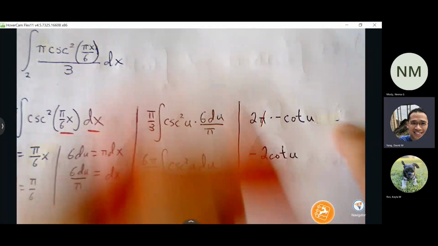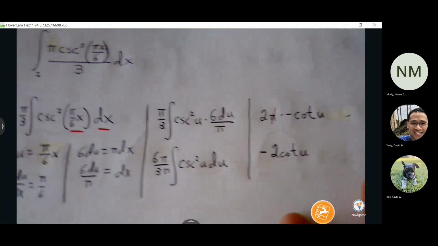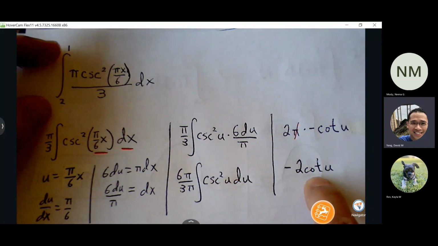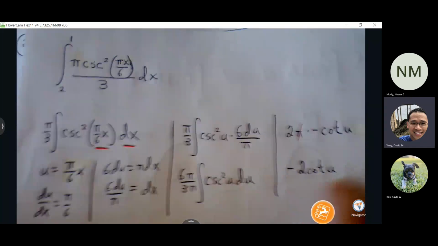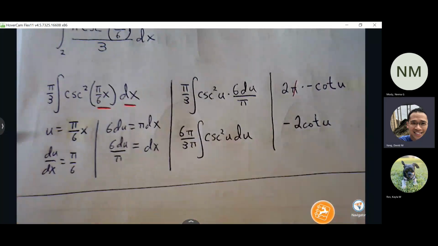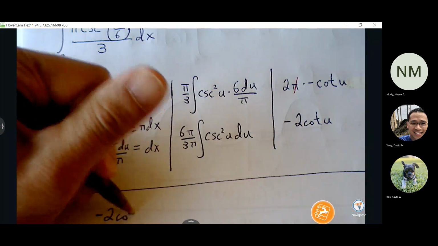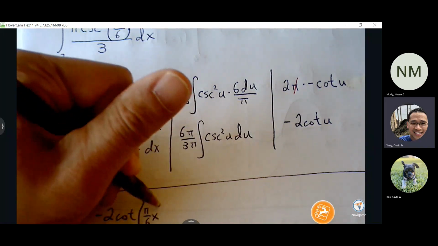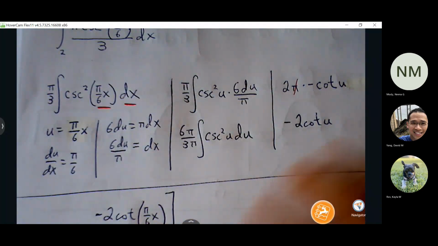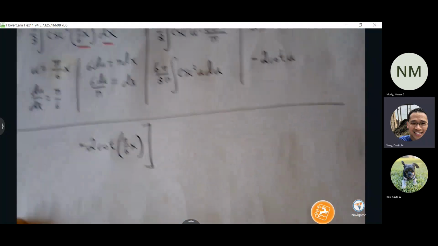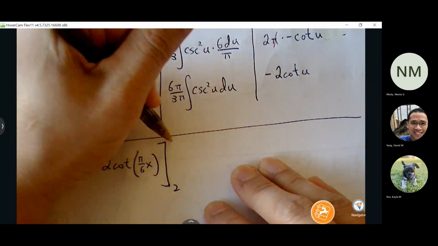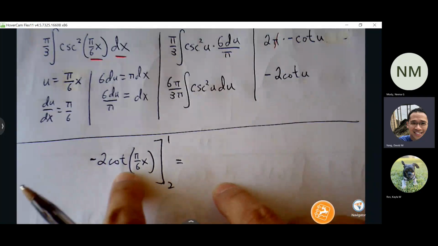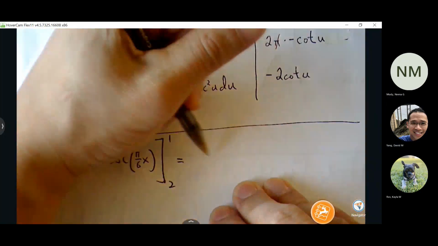So now at this point, we can involve the bounds, but we don't want to use the bounds as we see it. This is in terms of u. These are in terms of x. I'm just going to bring this back in terms of x and resolve it. So -2 cotangent of pi over 6x. I'm going to evaluate my bounds now between 2 and 1. Upper bound first. I can do this now because this is in terms of x. My bounds are in terms of x.